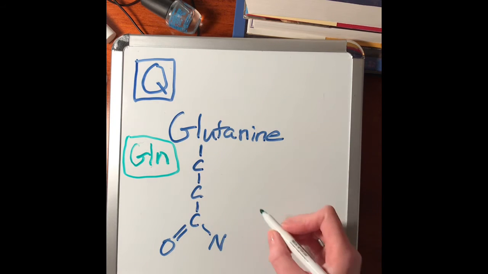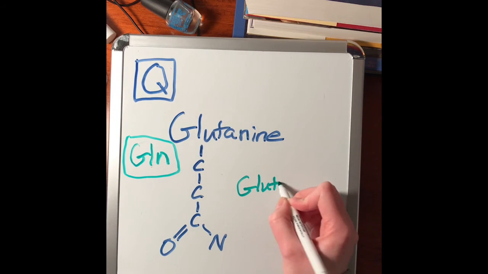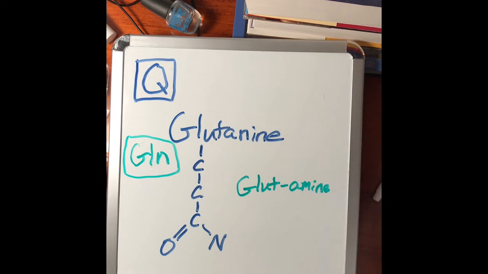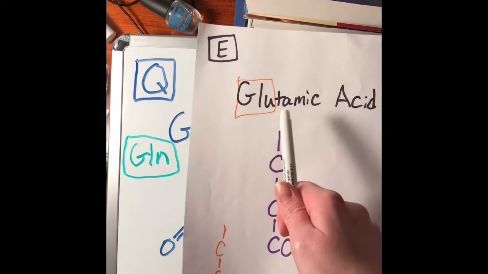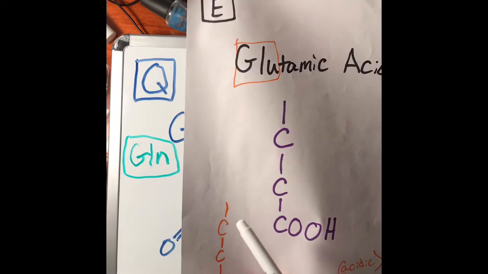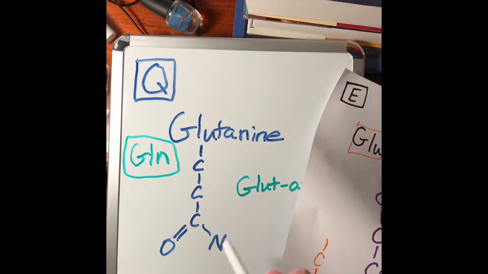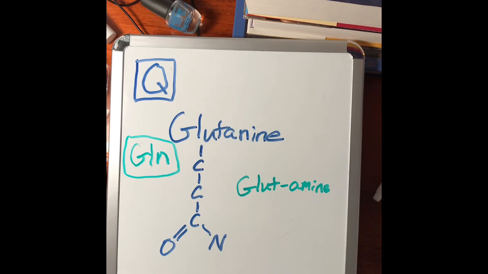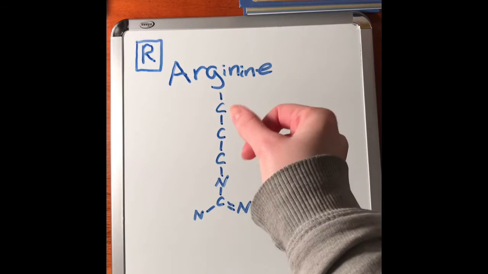One thing that can help you remember glutamine is that its name looks kind of like glutamic acid. So you can remember that it is like glutamic acid, except that it has an amine group instead of an OH group. Alright, we're almost there, just 2 more to get through.